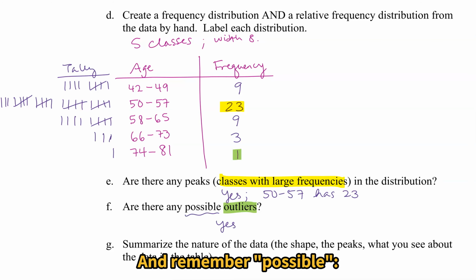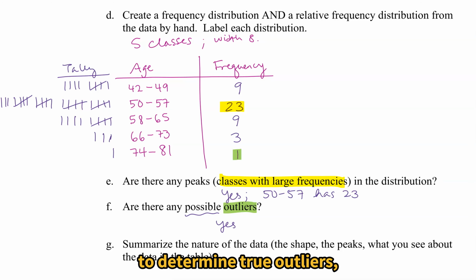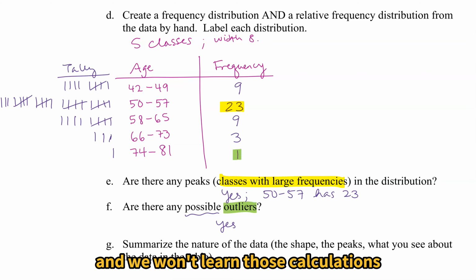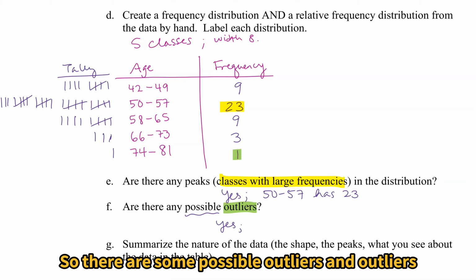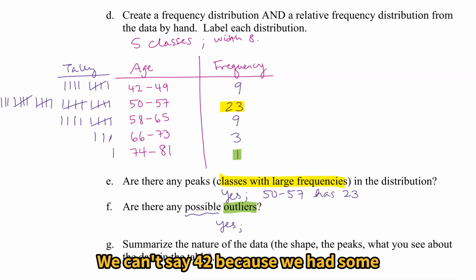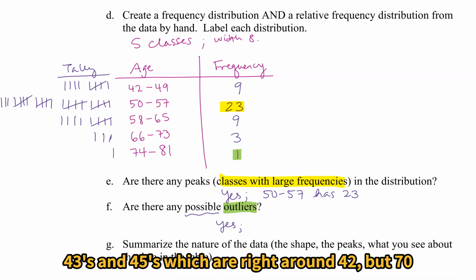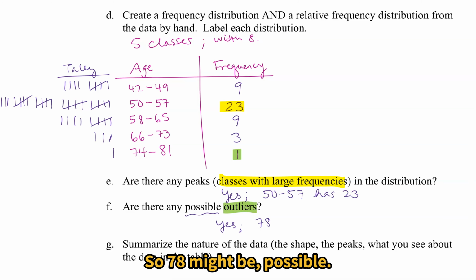And remember, possible. We have to do some other calculations to determine true outliers, and we won't learn those calculations until the next chapter, chapter 3. So there are some possible outliers, and outliers just mean far away. So we're thinking about, are there any numbers that are far away from all the others? We can't say 42 because we had some 43s and 45s, which are right around 42, but 70 and then 78, that's a pretty big jump. So 78 might be possible. It's a suspected outlier. It doesn't mean that it is.